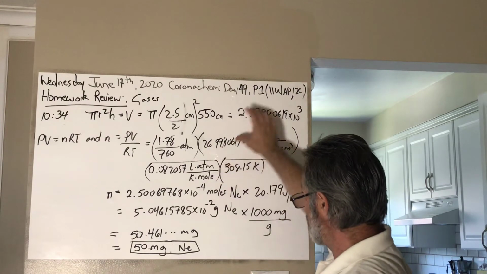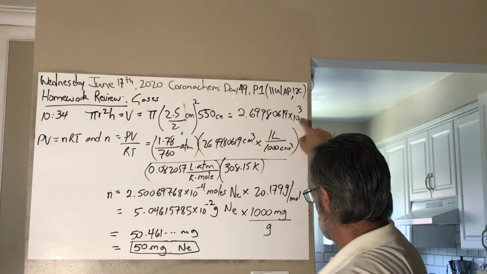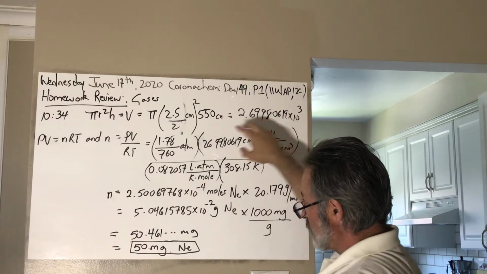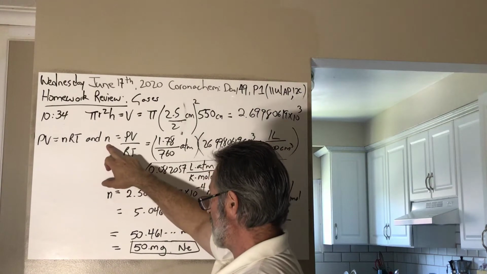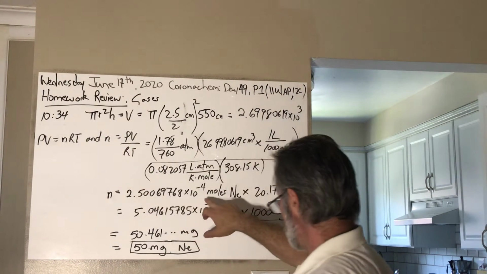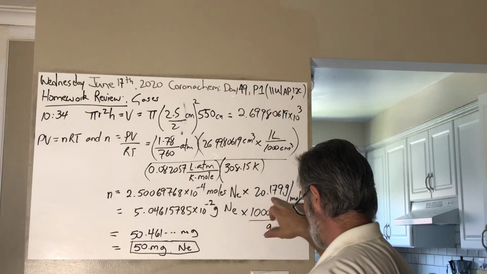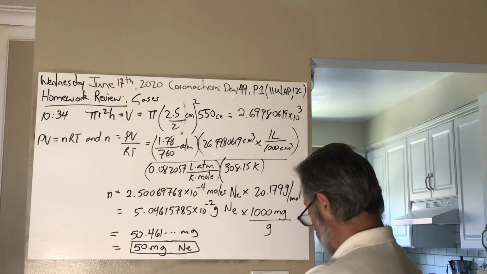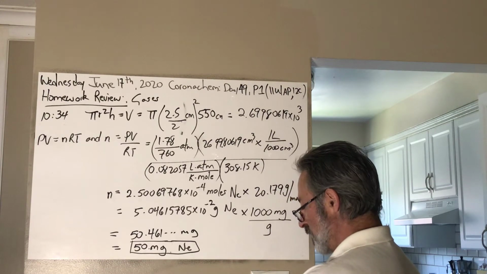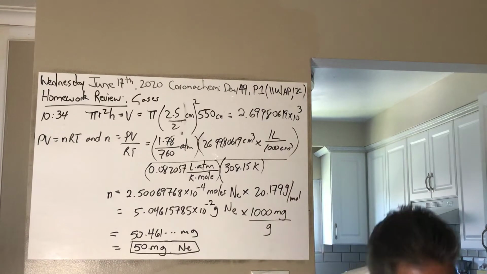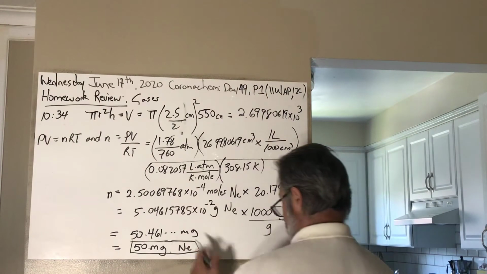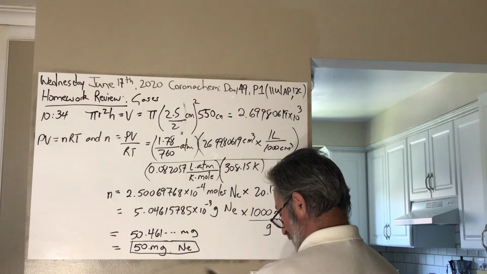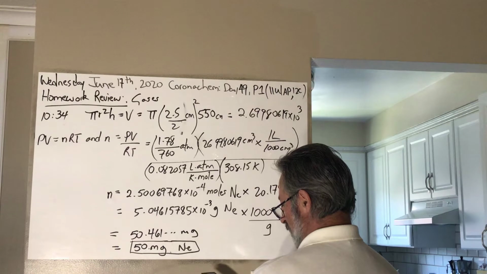So once we found the volume in centimeters cubed, we solve PV equals nRT for n by putting PV over RT. We get the number of moles of neon gas. Now we multiply by the molar mass of neon gas, which is 20.179 grams per mole. So we get this to the power of negative 3 grams. Multiply by 1,000 to give it in milligrams.